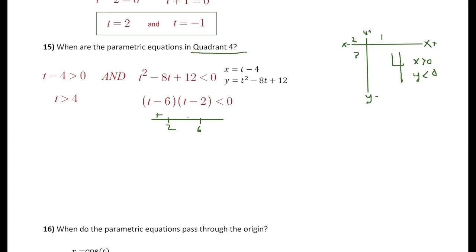In between 2 and 6, you could pick a number like 4 and say, okay, that's going to be a negative times a positive, which is negative. And then finally, if I pick a really big number like 100, this would be a positive times a positive, which is positive. So when is the function less than 0? Well, it's going to be less than 0 between 2 and 6 here. So here we would say that t would be in between 2 and 6.